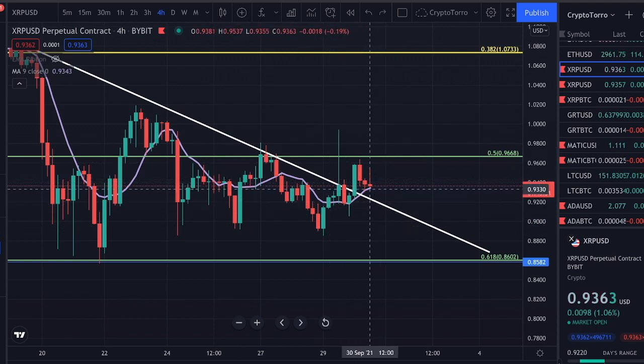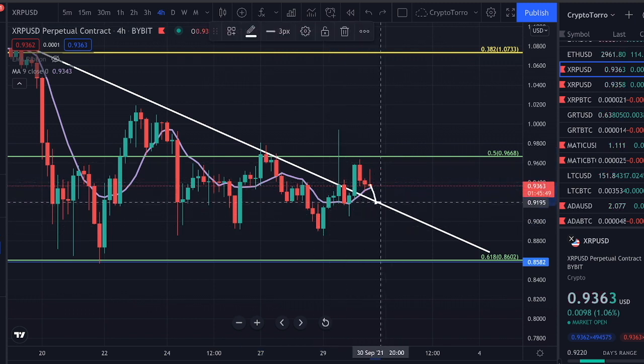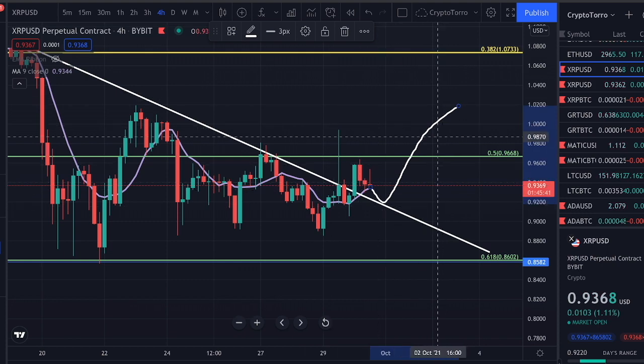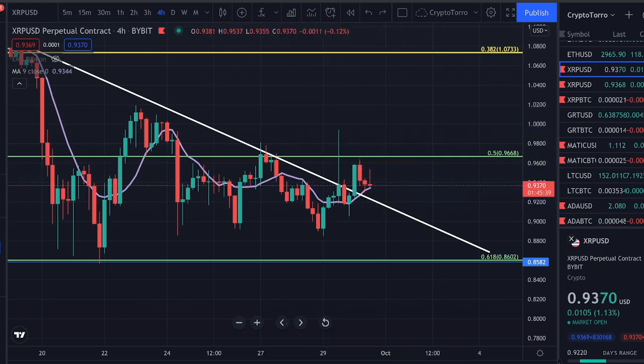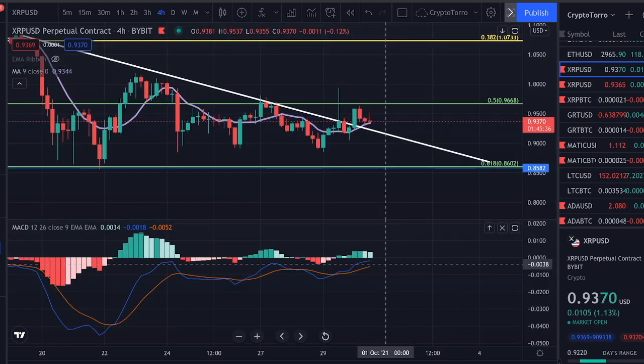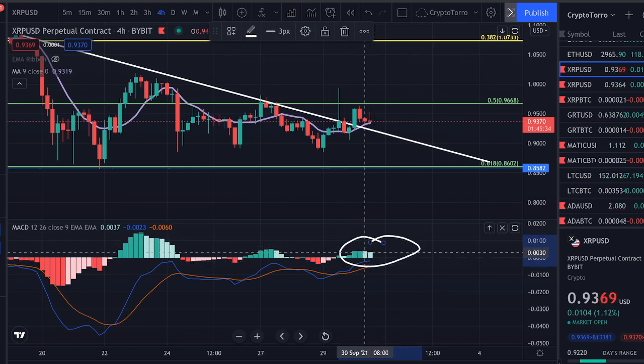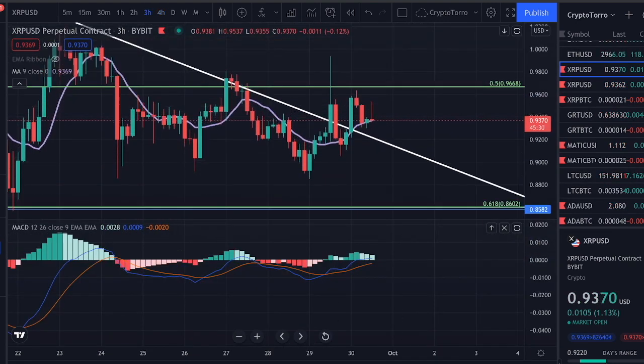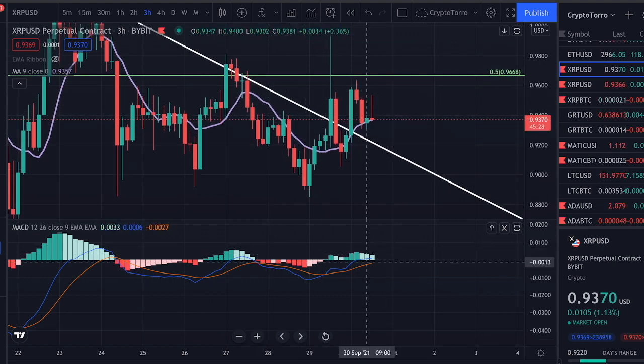What I think is important is that we are going to head towards a retest of this descending support line right now and continue the movement towards the upside afterwards, due to the fact that if we enable the MACD, you can clearly see that we are losing momentum towards the upside. And if we head towards the 3-hourly time frame, you can clearly see that we are losing momentum as well.